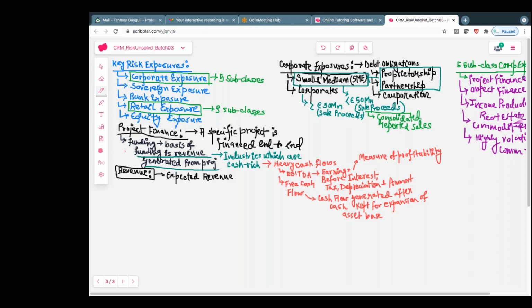Now, when I'm talking about this expected revenue, the question is what uses you want this expected revenue to be put to, right? Under project finance, the contract is so designed that you can use the expected revenue for, one, repayment of the loan, right? The repayment of the loan.